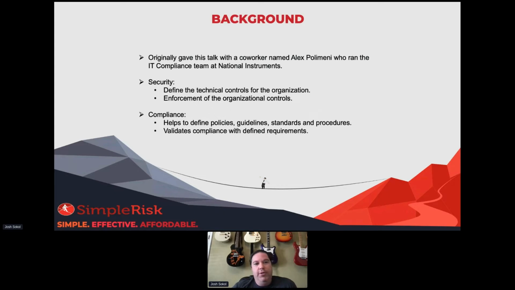For me, on the security side, I was defining technical controls for the organization, and I was doing enforcement of these controls. Whereas for him, he was really looking on the compliance side. How do we define policies, guidelines, standards, and procedures? And how do we validate that we are in compliance with the defined requirements, whatever those may be?